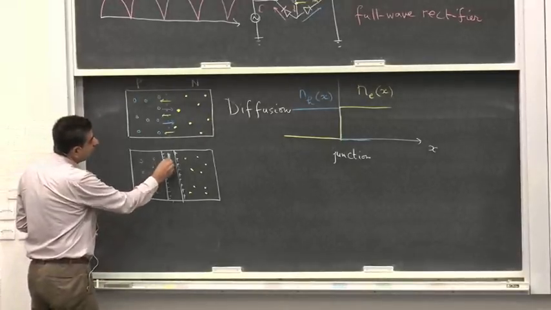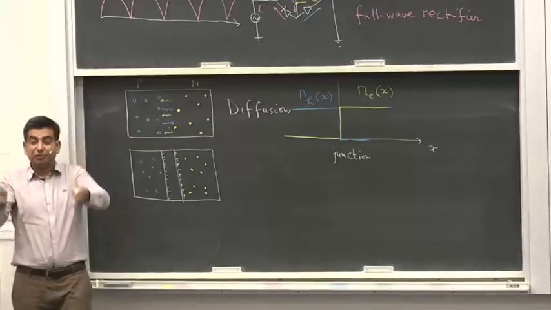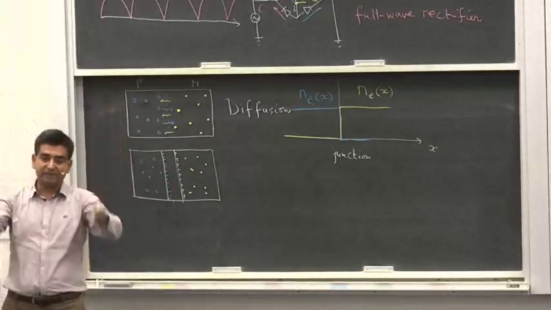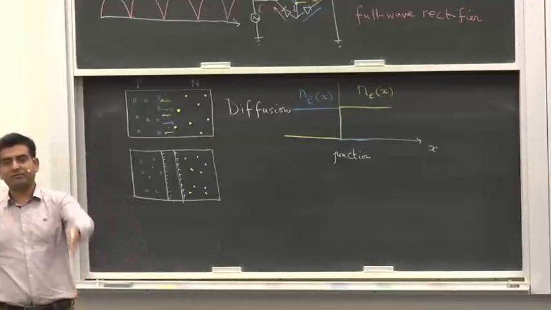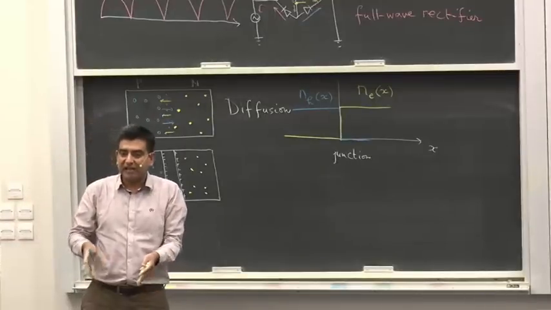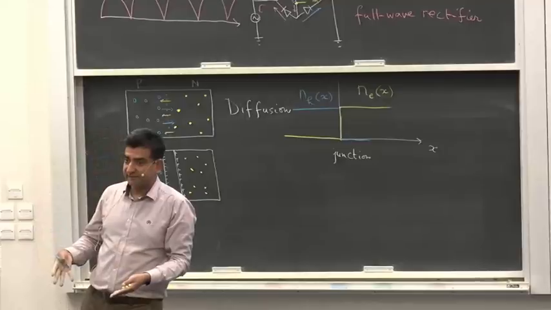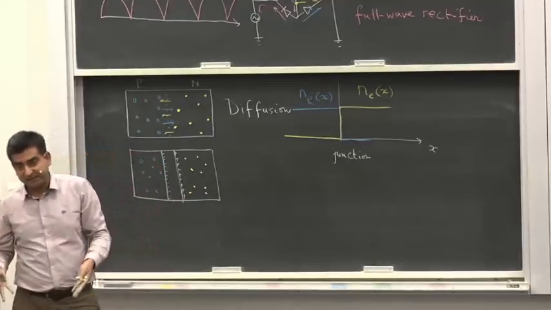Now what are the charges in between these? New plates, so-called plates, have been formed. A plate of positive charge and a surface of negative charge. It's like a parallel plate capacitor has been built into the junction. The junction acquires a capacitance. It acts like a capacitor.